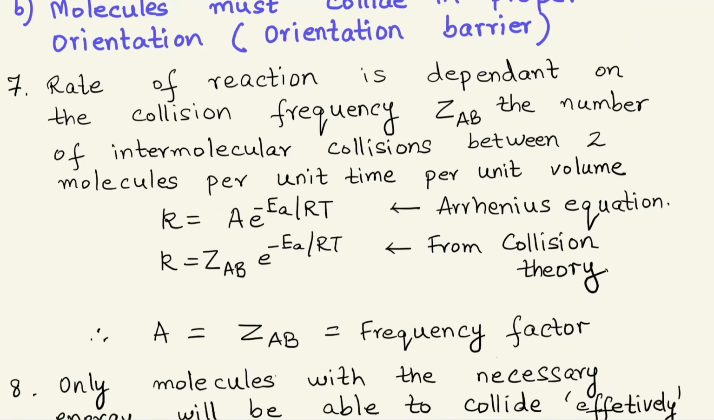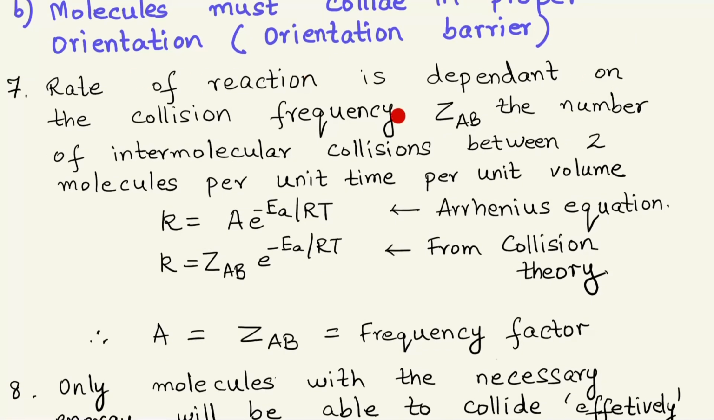Now, the rate of a reaction is dependent on the collision frequency. Wherever the word frequency comes in, that means the number of times they are colliding per unit time, per unit volume in a given volume. And this collision frequency is given by the symbol Z_AB. So this AB means the two molecules that I have got here, molecule A and molecule B.